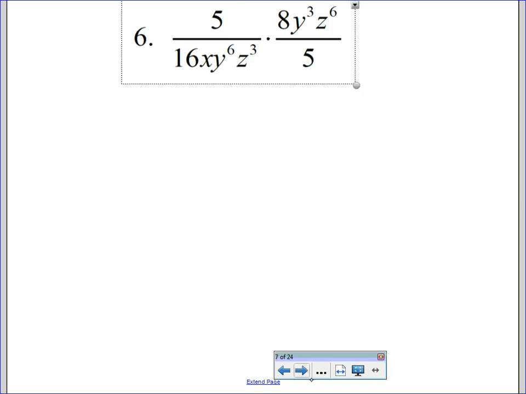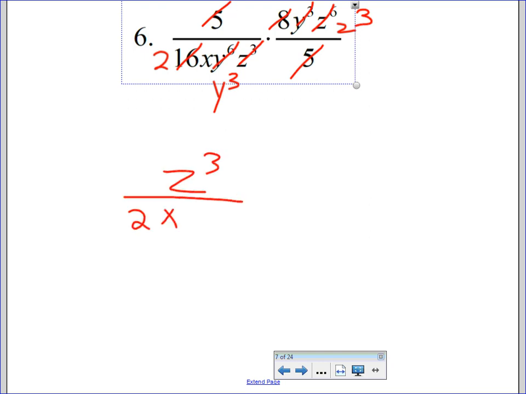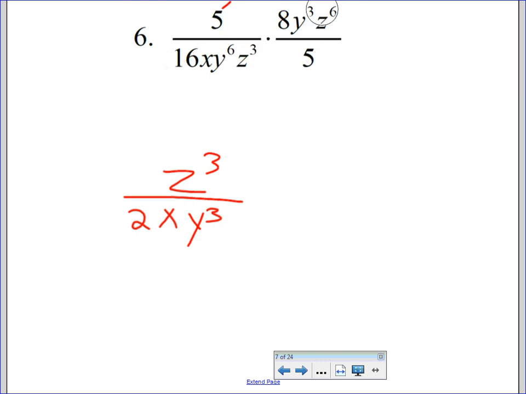All right, here the 5's cancel. And once again, we can do this two different ways. You can multiply it out and then cancel it, or you can cancel as you go. And you'll wind up with z to the 3rd over 2 times x times y cubed. If that way of doing it makes you uncomfortable, you can always multiply all the way out and cancel later. Now, I really think we should cancel the 5's here regardless.